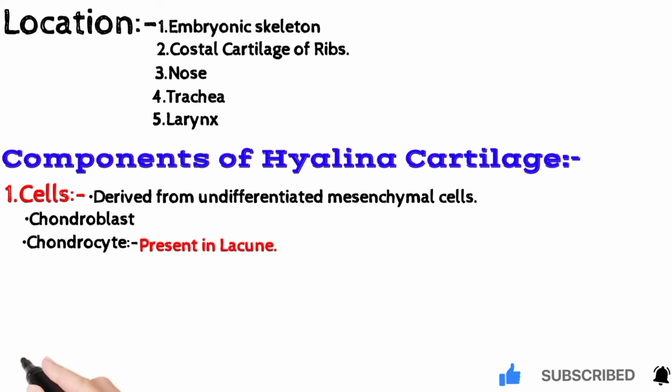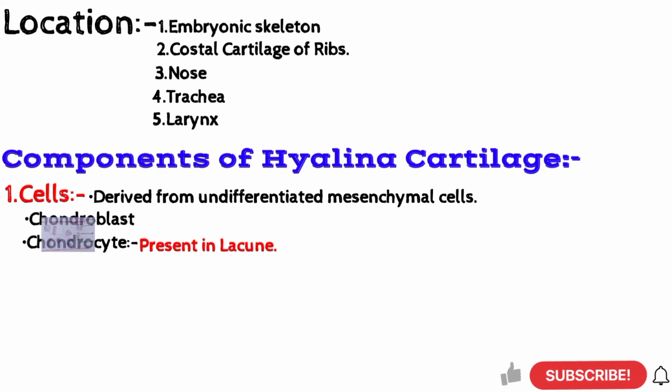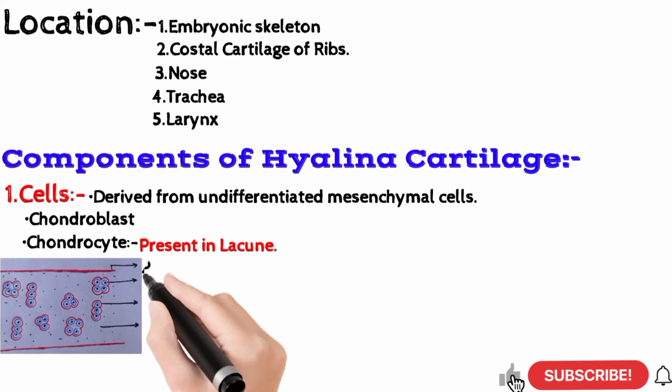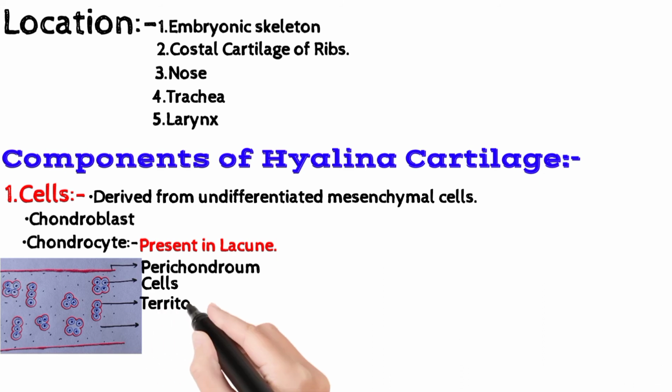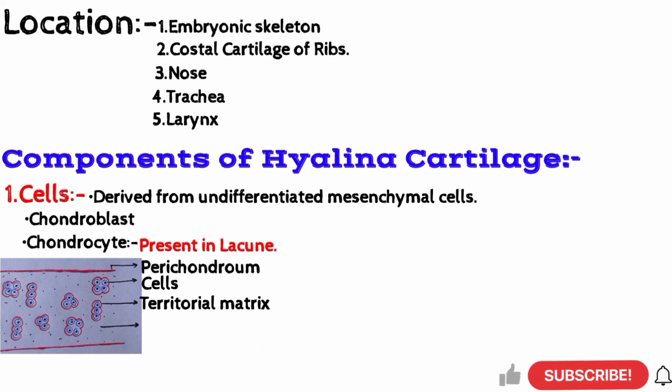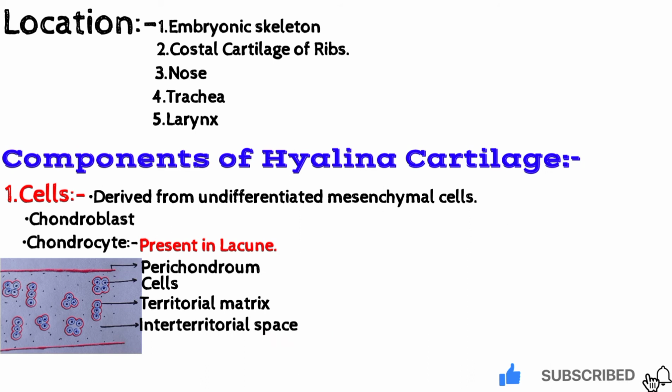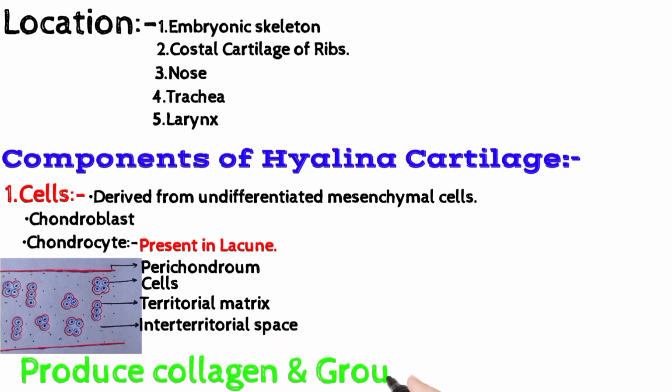Let us see the microscopic structure of hyaline cartilage. The most outer layer is the perichondrium. Inside the perichondrium, we can easily see the cells present in clusters or nests. Clusters are surrounded by the territorial matrix, and the space between these clusters of cells is called the interterritorial space. Chondrocytes produce collagen and ground substance that maintain the cartilage.